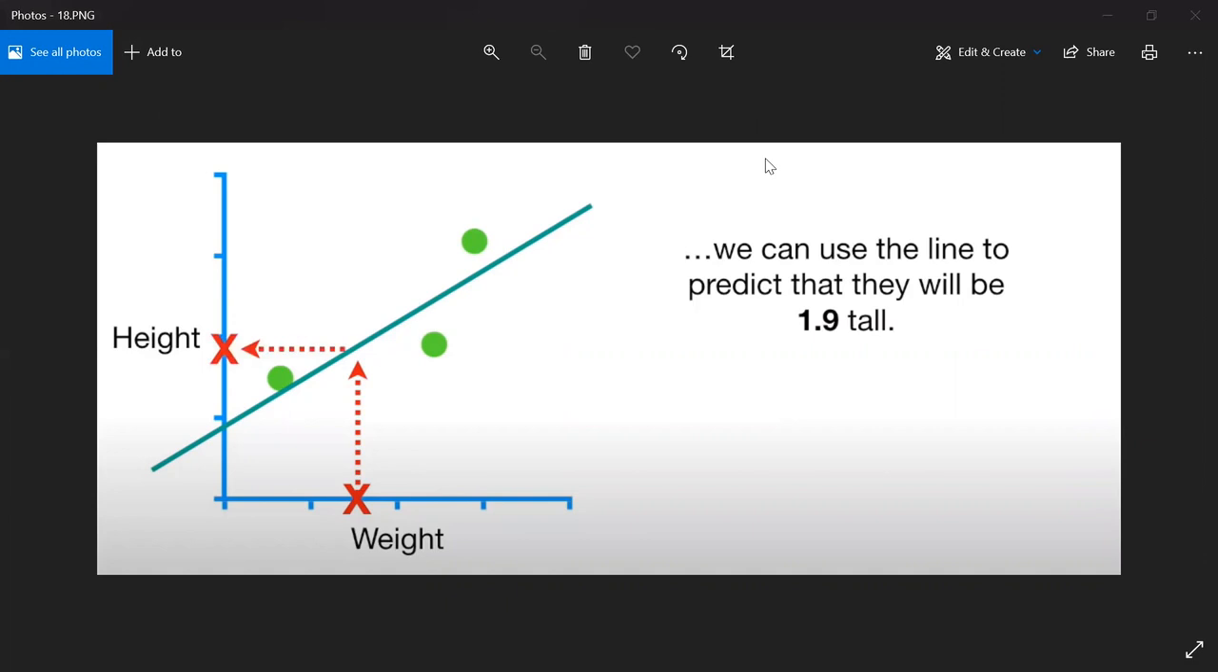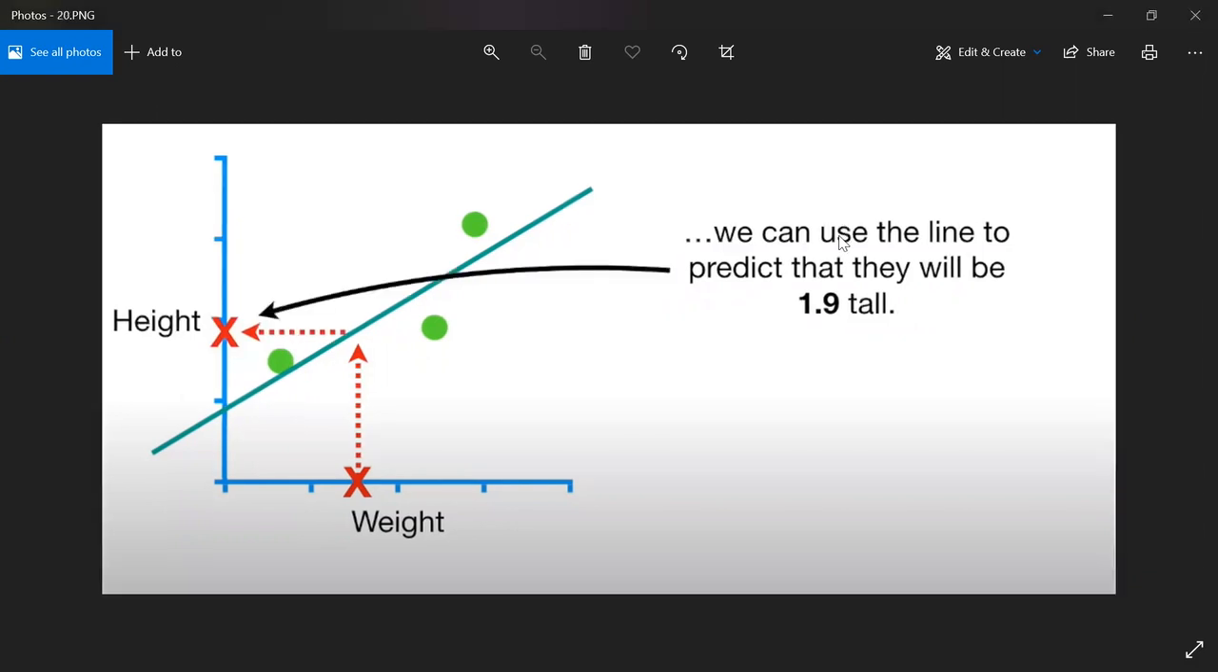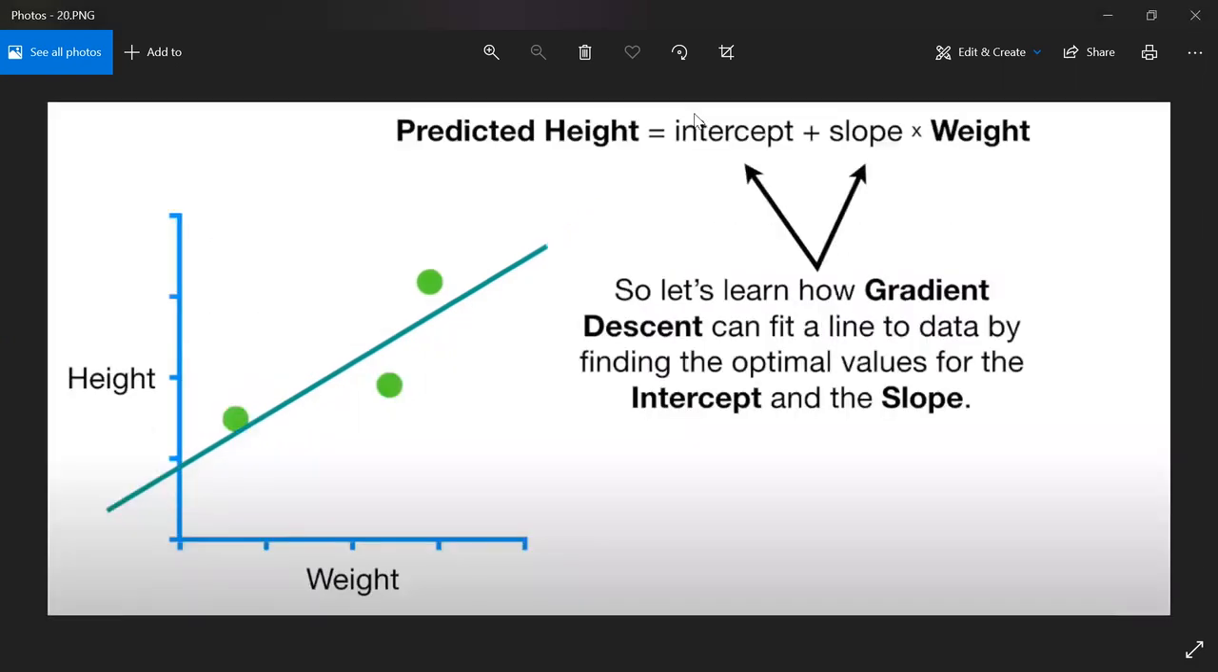Online team, I hope you understand, everyone. Yes, guys. So if someone tells us the weight is 1.5, if I plot the data points, I will get the height as 1.9. The next step. So what is the y formula? y equals mx plus c.